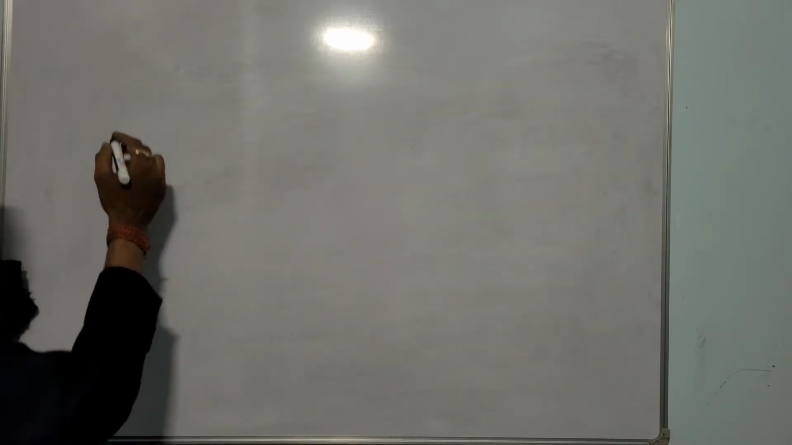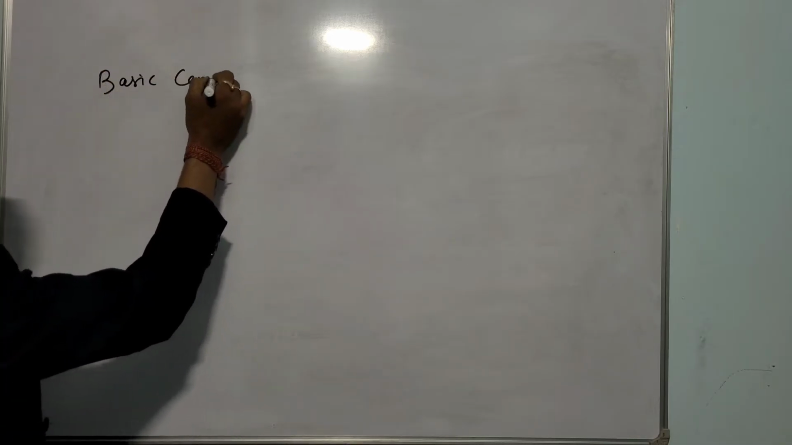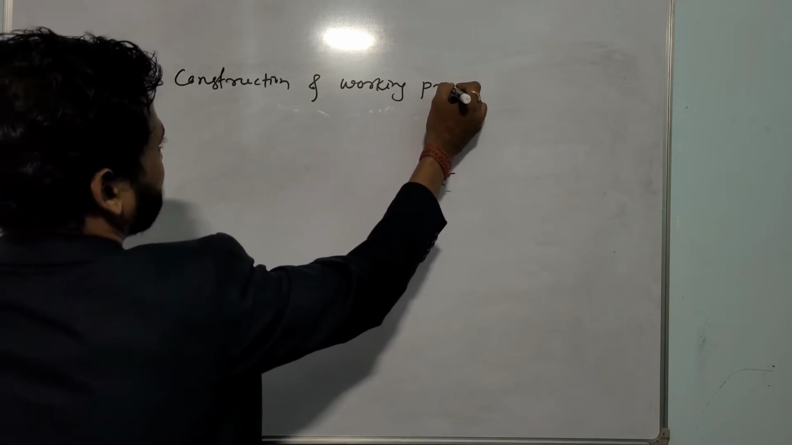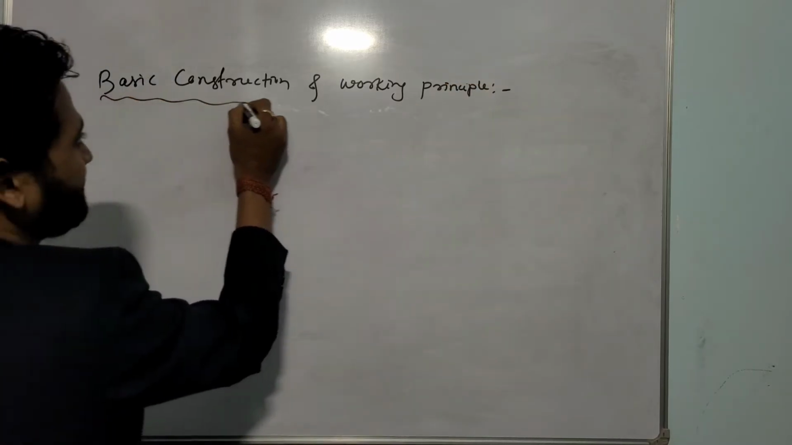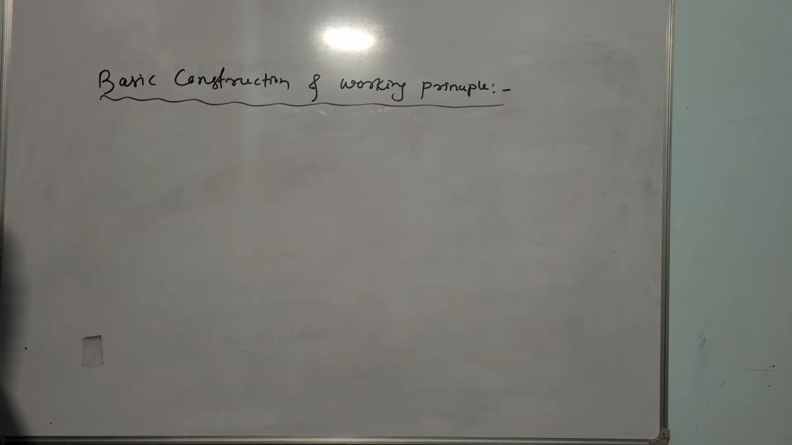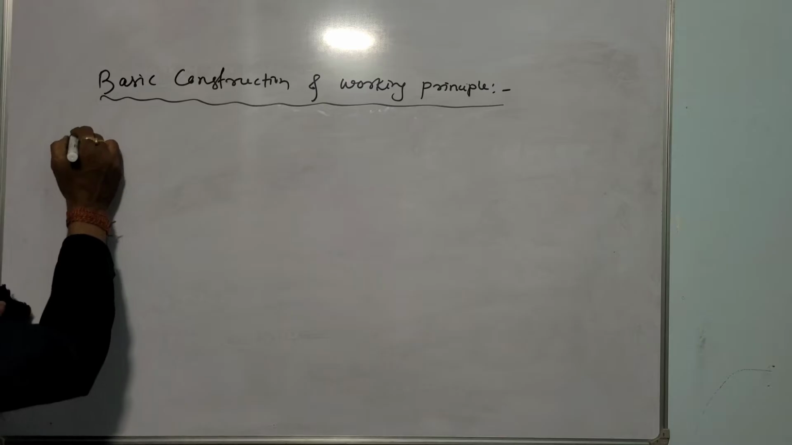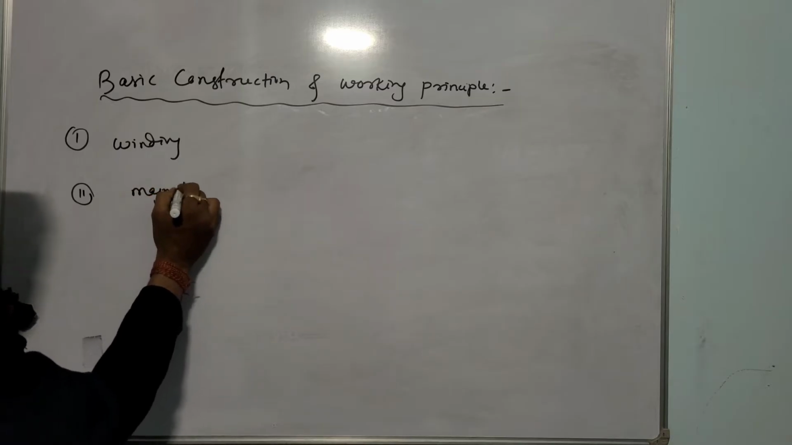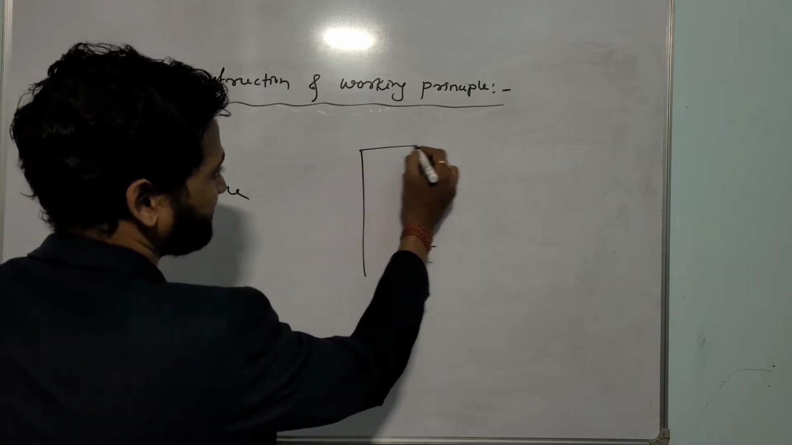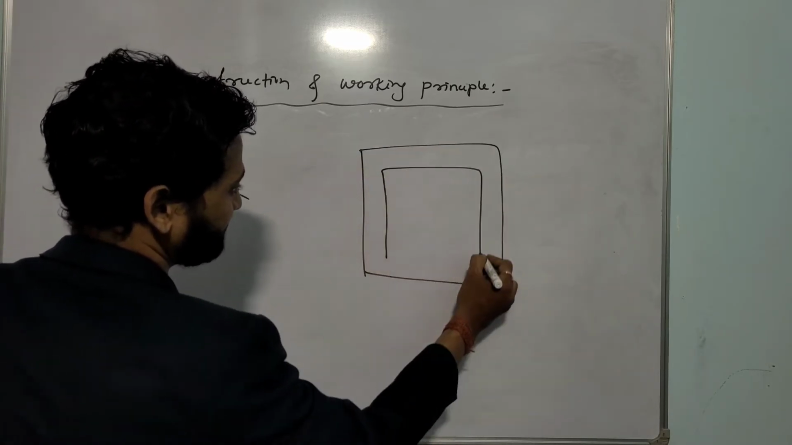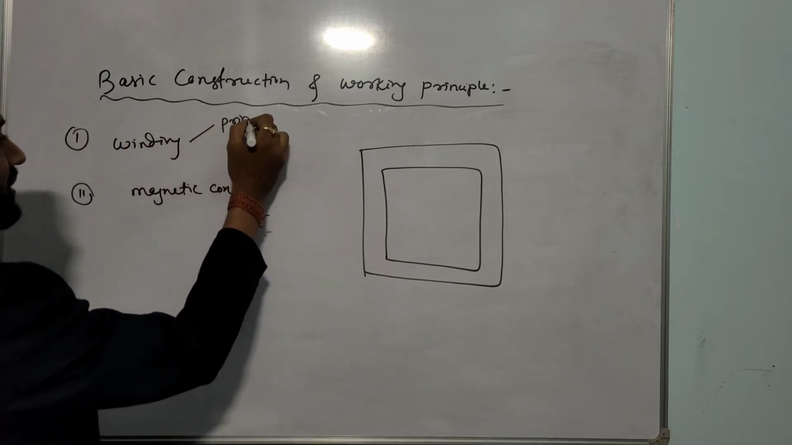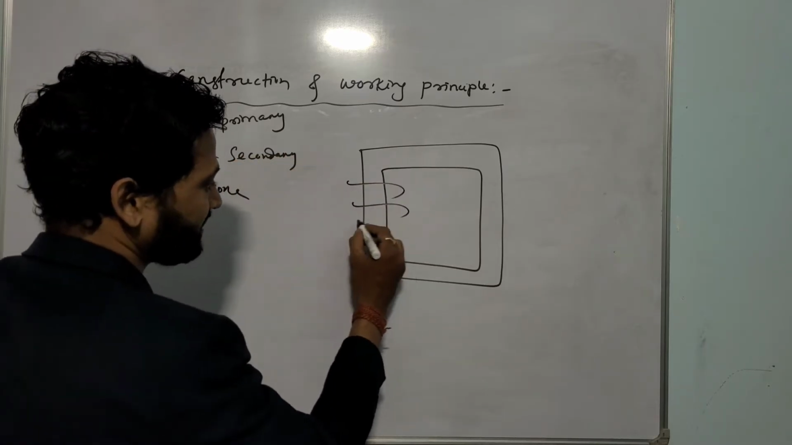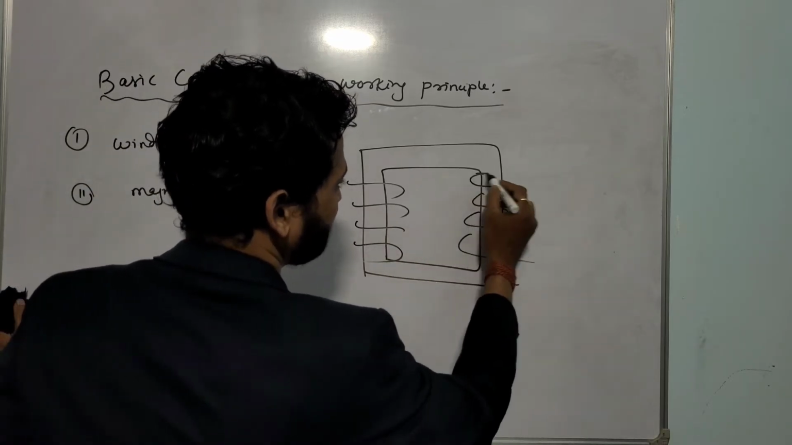So now we'll discuss the basic construction and working principle of the transformer. Remember one thing, a transformer has two basic constructional parts. One is the winding. The second is the magnetic core. This is the transformer core. And there are two windings: one is the primary winding, the second is the secondary winding. This side is the primary winding and this one is the secondary winding.